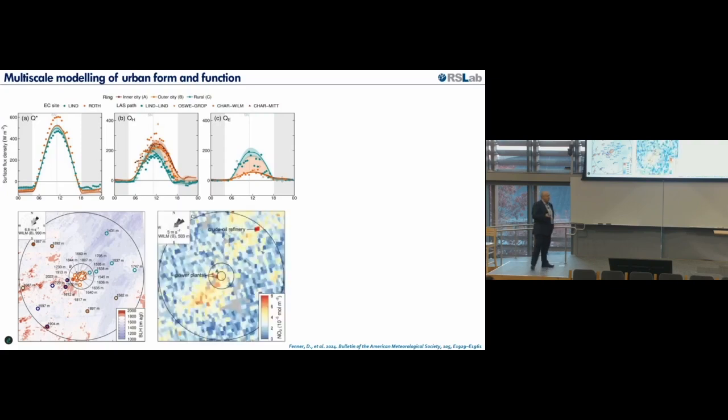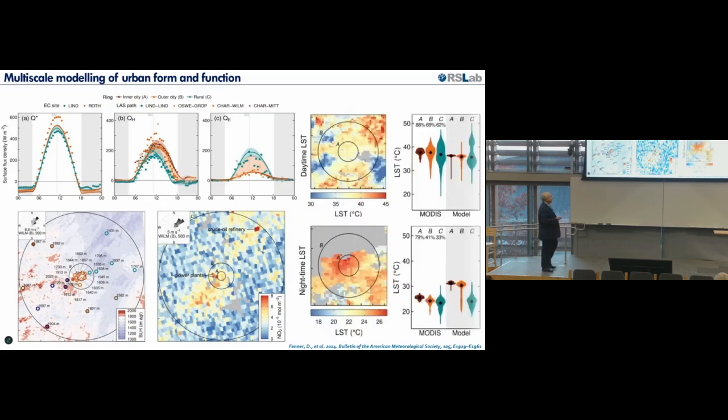Of course, at city scale, you have also the satellites. And this is, for example, the urban plume as sensed by TROPOMI. And we can compare the models at different rings with surface temperature derived from satellites like MODIS, for example, and see the daytime and nighttime. So we have good agreement here.